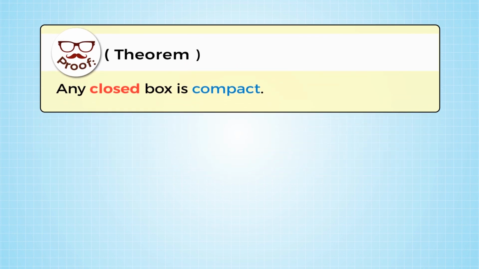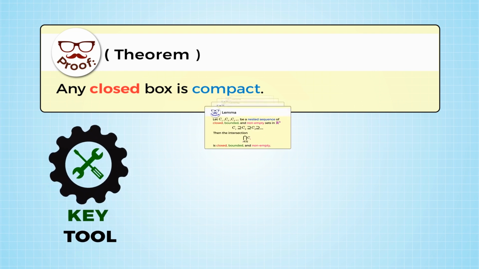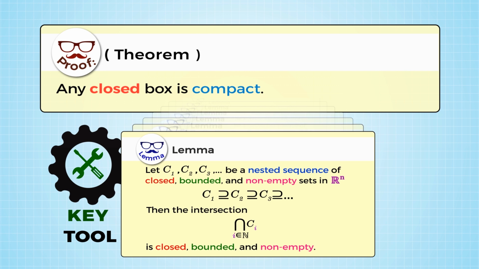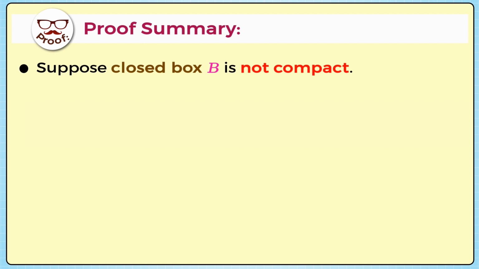Now that we've rewritten the problem and have the key tool to solve it, we can now begin our last proof. Theorem. Any closed box is compact. Proof summary. Suppose closed box B is not compact.